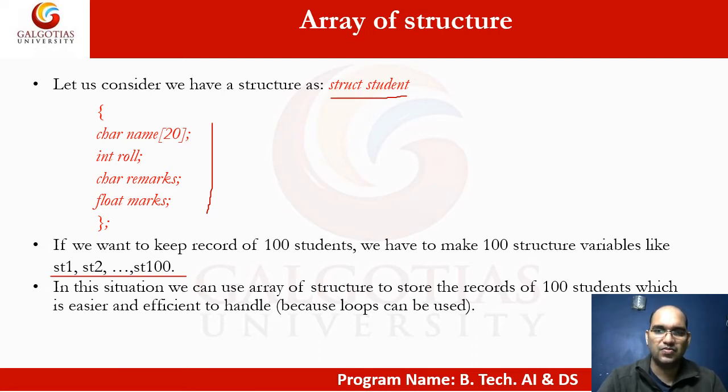In this situation, we can use an array of structure to store the records of 100 students, which is easier and more efficient to handle because a loop can be used. What we are trying to say here is that instead of writing st1, st2, st3 up to st100, we can use a structure variable that is of array type, and simply say student[100]. That student[100] can contain 100 records of this type. So this is your array of structure.